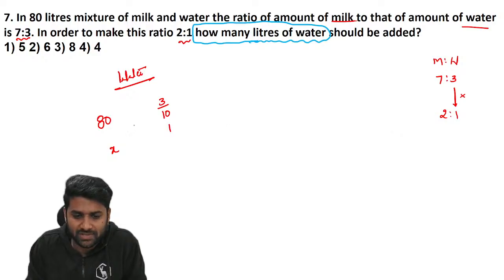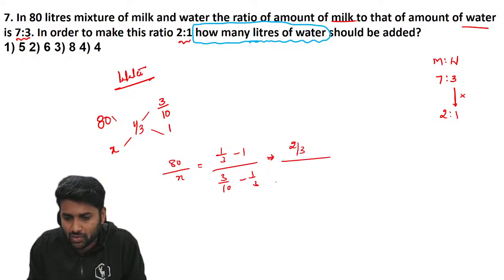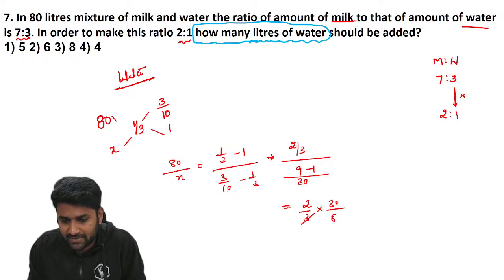So what is the water concentration here? 1 divided by 3. Now 80 divided by x is equal to 1 by 3 minus 1 divided by 3 by 10 minus 1 by 3. So 1 by 3 minus 1 is all about 2 by 3. And the LCM is 30 here. So here 9 minus 1. So finally 2 by 3 is multiplied with 30 by 8. So this is exactly 10 times. This is exactly 4 times. And the answer becomes 2.5.